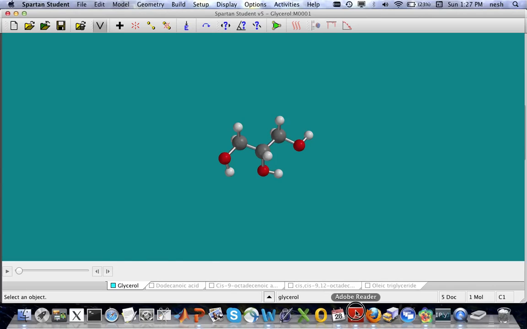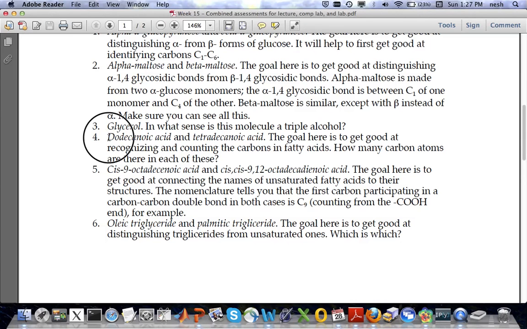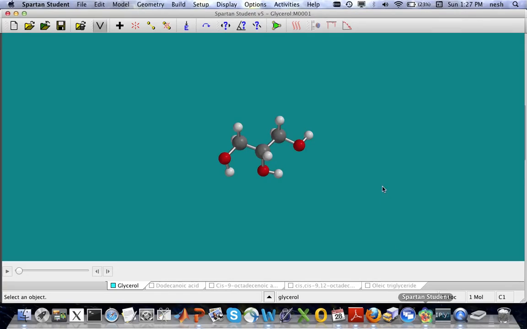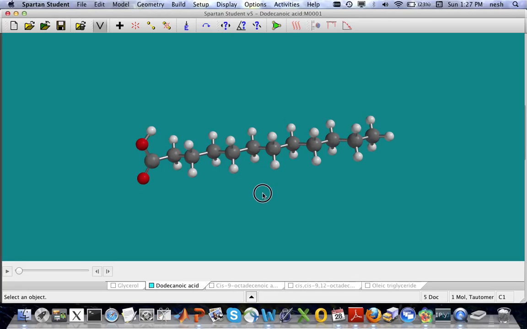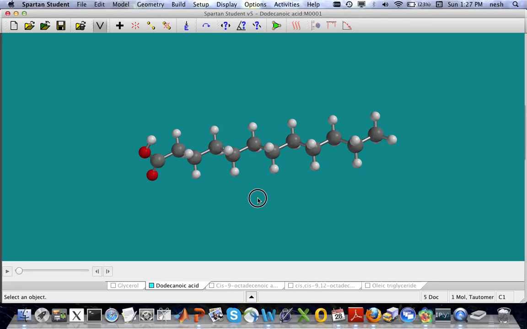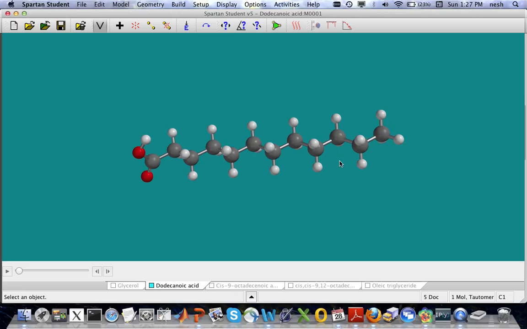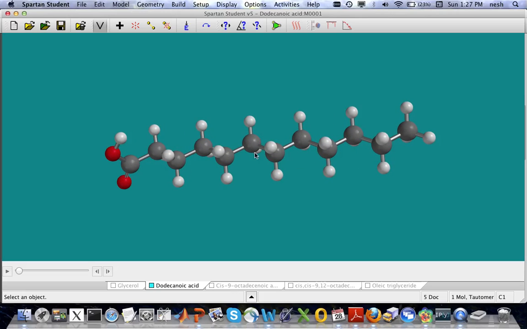The next one that I have you looking at is dodecanoic acid. Now the numbering on here is that dodecane means 12, so this is a fatty acid with 12 carbons. After you've brought that up in Spartan, the main things to notice are that it's a simple fatty acid. There are no carbon-carbon double bonds anywhere.